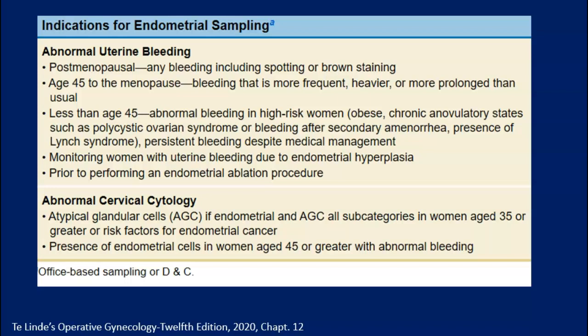If this is felt to be endometrial, basically in all women age 35 or greater, particularly if they have risk factors for endometrial cancer, all of these women would deserve sampling. In fact, the people who have risk factors for endometrial cancer probably need to be sampled regardless of their age. Finally, the presence of endometrial cells in women age 45 or greater with abnormal bleeding is another reason for doing endometrial sampling.